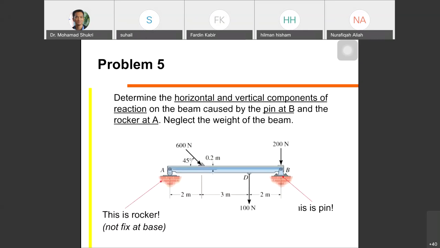Alright, so example, problem number 5. Determine the horizontal and vertical components of reaction on the beam caused by the pin at B and the rocker at A. Neglect the weight of the beam. So this one is pin. Okay, this one is rocker. So for the rocker, remember for the table before, the force is only this way for the rocker. Okay, force unknowns. For the pin, the force we have 2, Fx and Fy. Okay, if you not remember, you can refer to the previous slide lah.